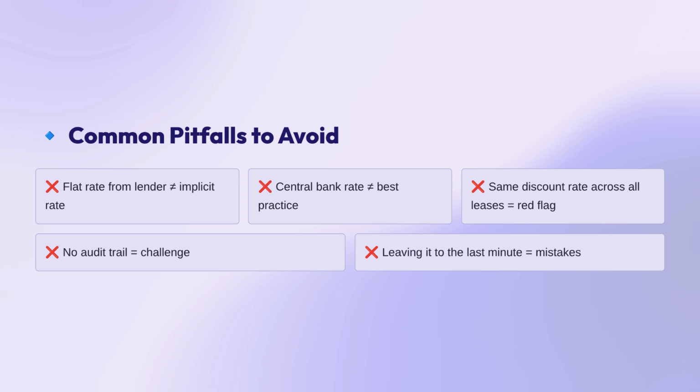To wrap up, the discount rate isn't a footnote. It's a fundamental input that affects your balance sheet and your credibility. Establish your methodology early. Use observable data where possible. Keep your assumptions realistic and proportionate. And most importantly, document everything.